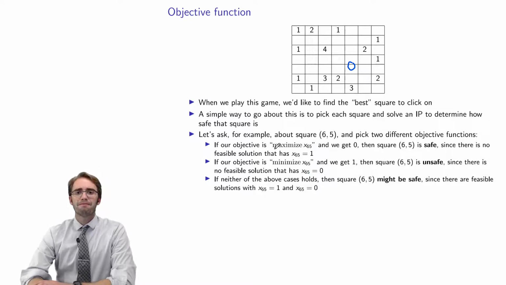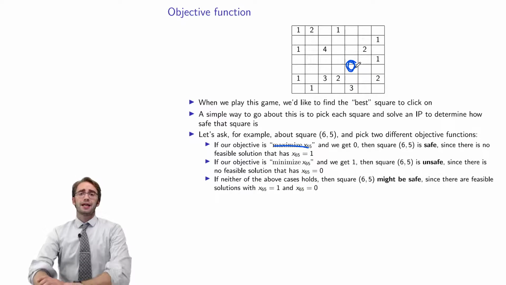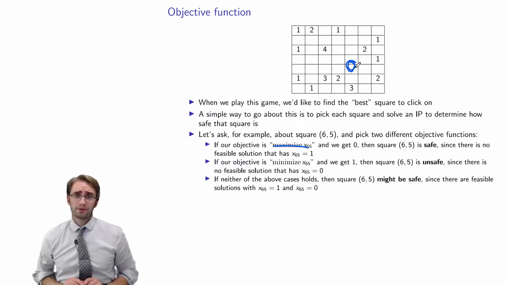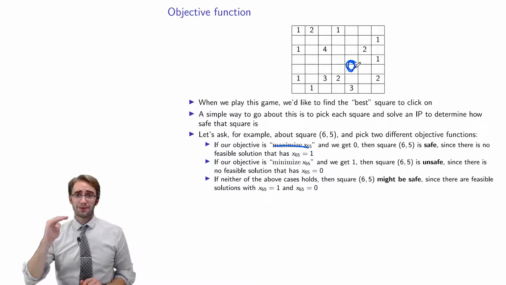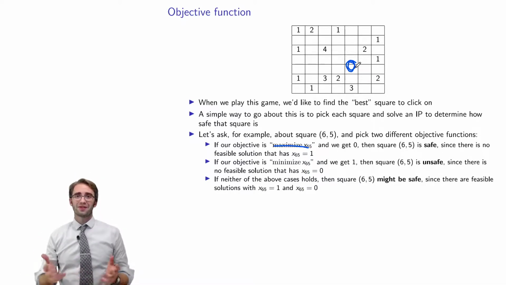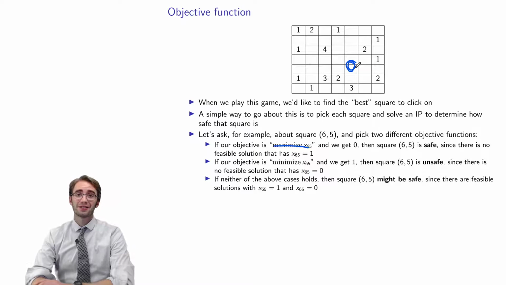Okay, let's say I said maximize x65, subject to all those constraints. I say maximize, it means make this as big as I can. What if I maximize x65 and I get a value of 1? Then you're going to say, okay, well, that means it's possible that this square is unsafe, right? Because there exists a feasible solution where there's a value of 1 in that square. So you'd say, okay, well, this might be unsafe.